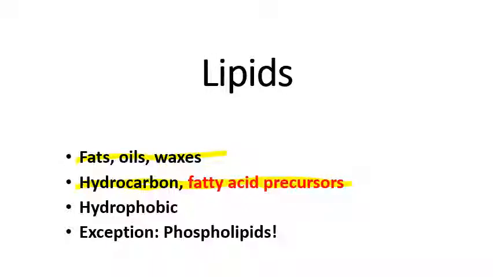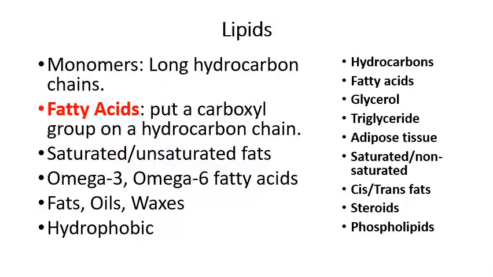Okay, then fatty acids are the monomers that are used to make up lipids. They tend to be almost exclusively hydrophobic. There's one exception, which is called phospholipids, and we'll get into that. Phospholipids are the main constituent of the cell plasma membrane, which we'll talk about later. Okay, so the monomers are long hydrocarbon chains. If you put a carboxyl group onto the end of a hydrocarbon, you rename it as a fatty acid. Those fatty acids are sometimes saturated or sometimes unsaturated, depending on whether they have just single bonds or whether they have one or more double bonds. And they're commonly called fats, oils, and waxes.